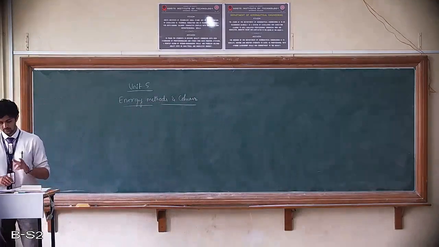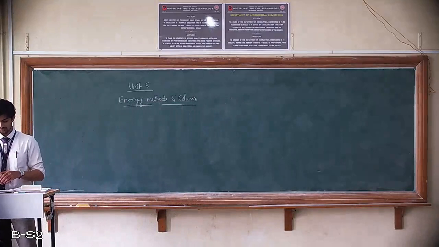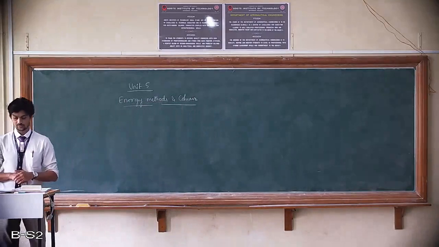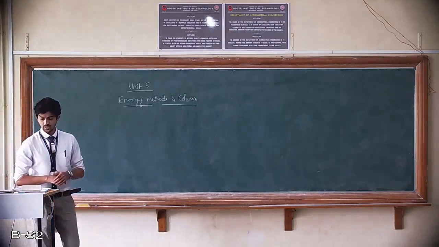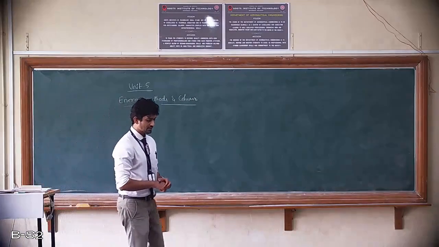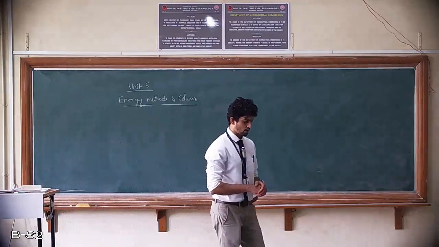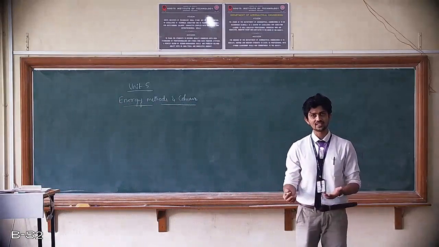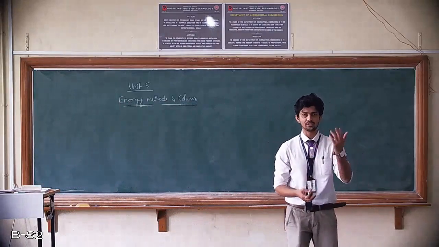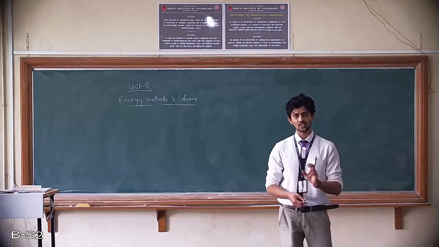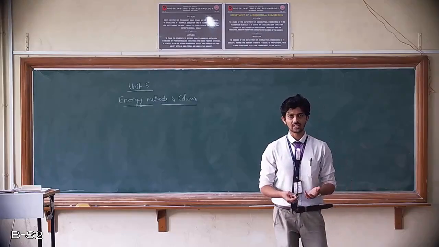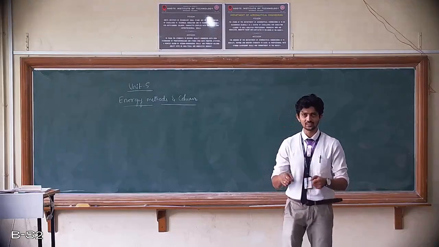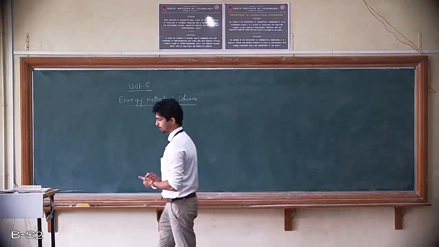Then Euler's column curve we will be studying, then Rankine's formula, then column with initial curvature and Southwell plot. Columns with initial curvature in the sense if the column, before applying load, before designing a column, initially has some curvature, then how that curvature affects the load carrying capacity of that column. So all these things we will study in detail in this particular module.